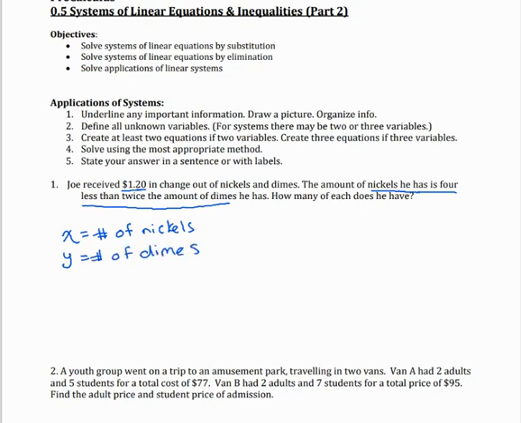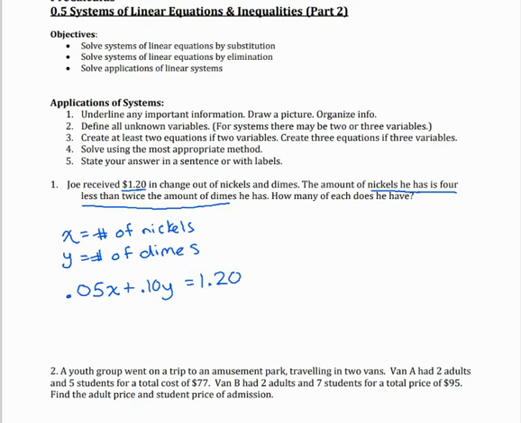Now, because I have 2 variables, it means I need to come up with 2 equations. So altogether, I know we have $1.20. Now remember, it's not going to be that X plus Y equals $1.20, because X and Y represent the amount of nickels and dimes we have. What we need to remember is how much a nickel is worth and how much a dime is worth. So for example, a nickel is 5 cents. So we can write this as 0.05x plus 0.10y equals 1.20.